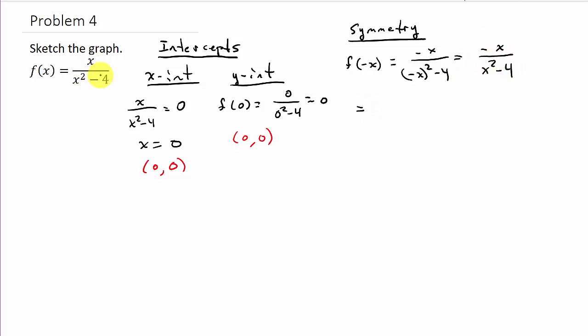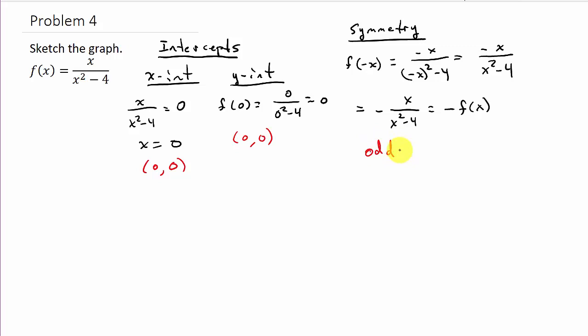It doesn't give us the exact function back. But if I take this negative and write it out front, then I get this negative sign, and then look at this, I end up with f of x here. So that equals negative f of x. That tells me that this is an odd function. All right. So what does that tell me?